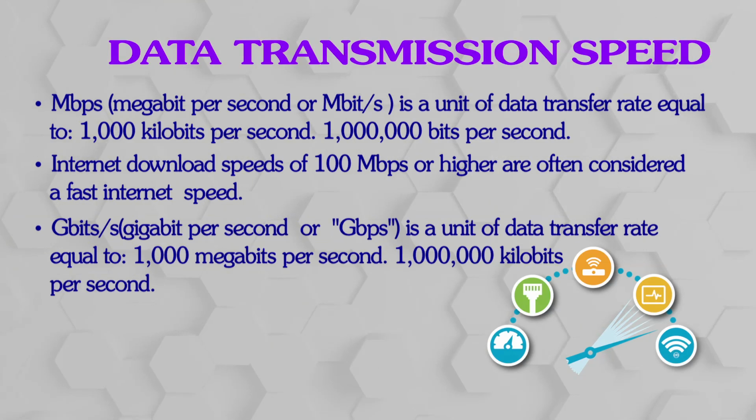Gigabits is much higher than this. Gigabits per second, sometimes called Gbps, is a unit of data transfer rate equal to 1000 megabits per second. So that you understand the difference between the two: a megabit is 1000 kbps, and a gigabit is 1000 Mbps.